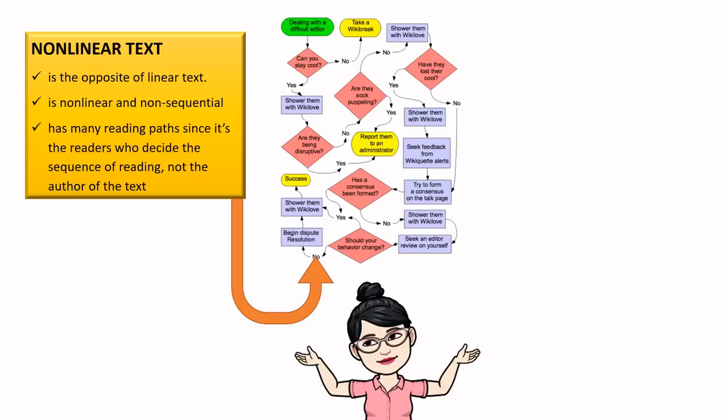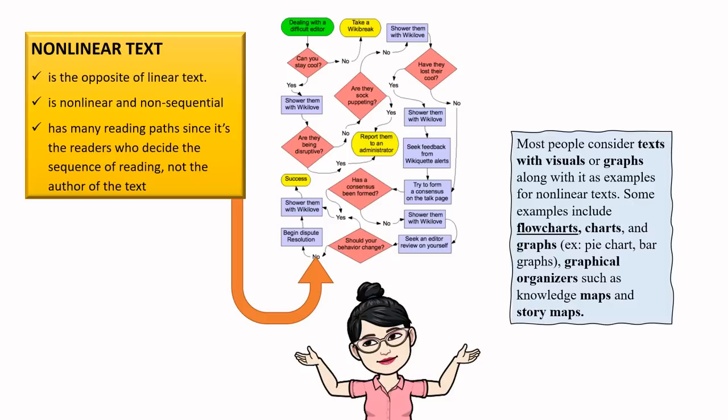There are many definitions of the term nonlinear text. Most people consider text with visuals or graphs along with it as examples of nonlinear texts. Some examples include flowcharts, charts, and graphs. Example, pie charts or bar graphs. Graphic organizers such as knowledge maps and story maps.